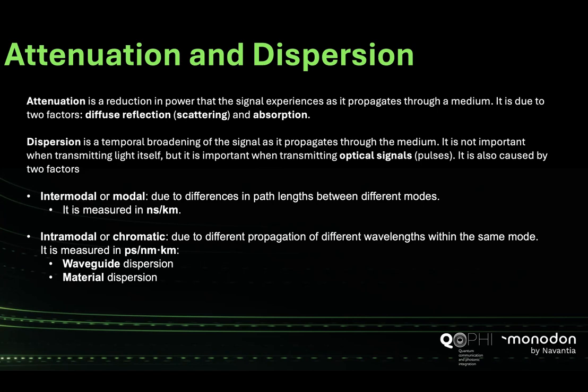There are 2 main types of dispersion. Intermodal dispersion happens when different light paths or modes take different amounts of time to travel through the medium. Intramodal or chromatic dispersion happens because different wavelengths travel at different speeds. Over long distances, these effects can cause pulses to overlap, making it harder to distinguish between bits of data.